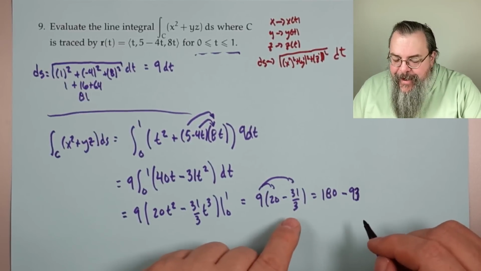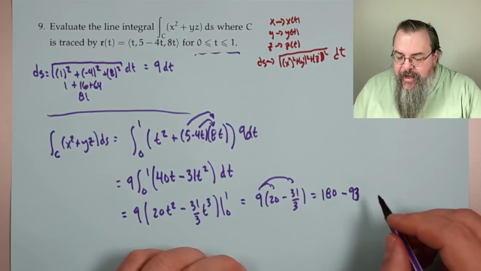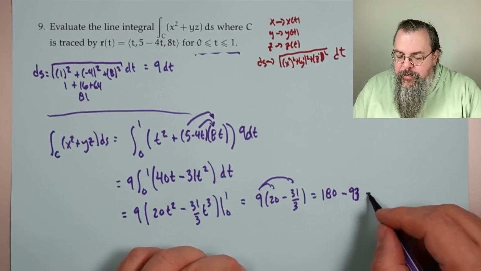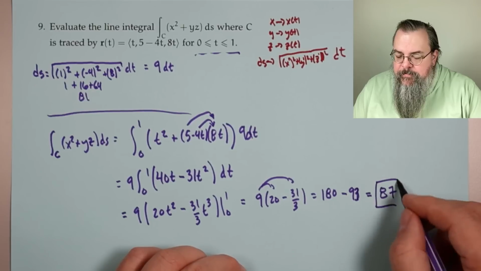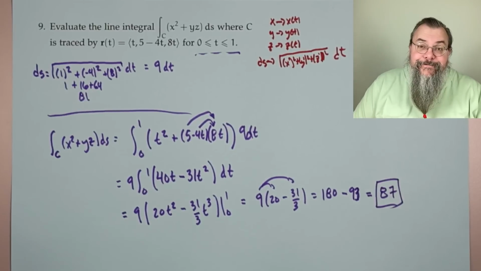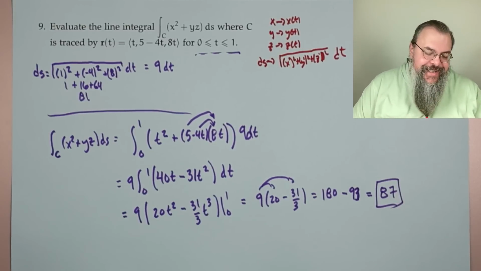Okay, so where were we at? Oh, yes, we were talking about 180, subtract 93, and that would give us 87. And there we go. That's our answer. Woohoo! Nice!